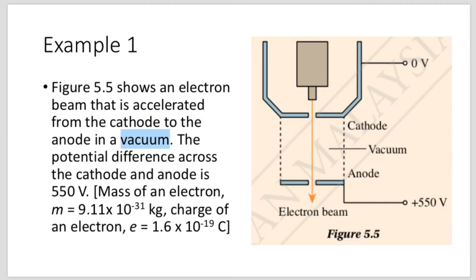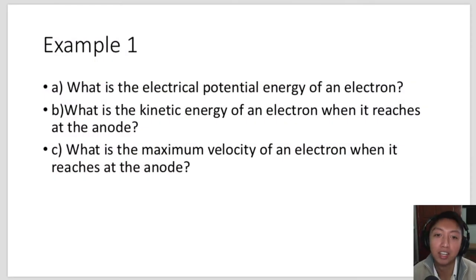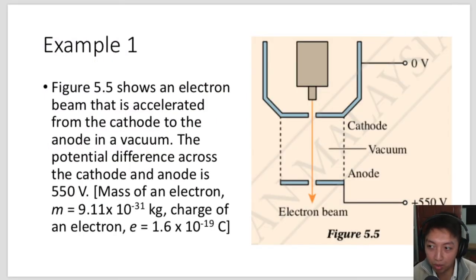So the potential difference across the cathode and the anode is 550 volts. So already stated in the question. In this example, everything is already stated. So the mass of the electron, the charge of an electron is given, and the voltage, which is not the voltage, but the potential difference, which is 550 volts. Well, first, actually, let's read the questions first. So this is the setup that we have.